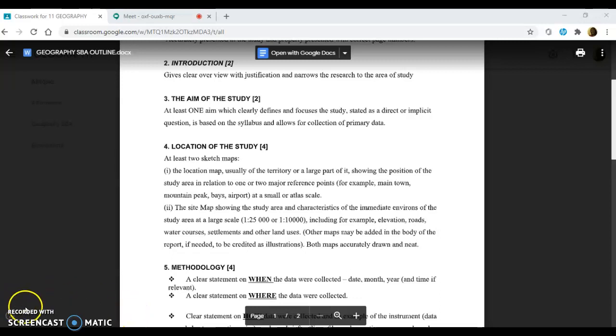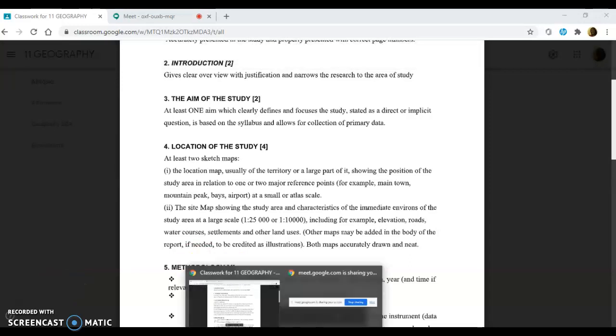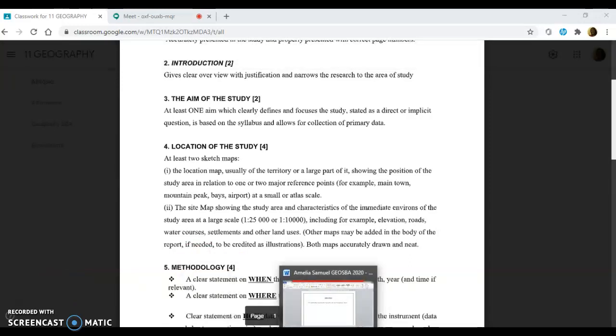Yes. You have to draw 2 maps. Yes, ma'am. 2 different maps. What did I say one map would be of? If you're doing Barnett Street with a specific location, good.